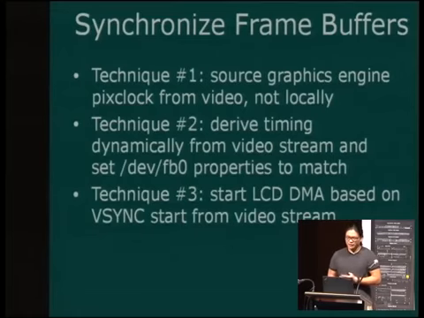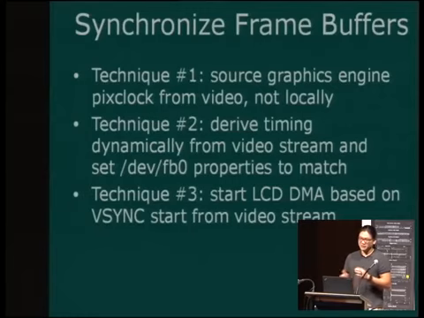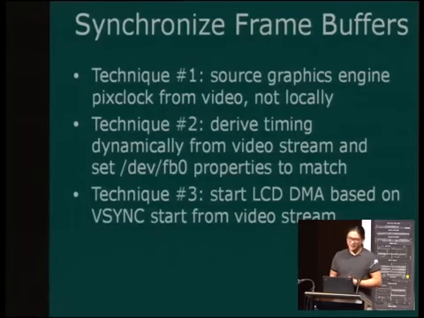Then whenever we have a VSync, we go ahead and start the LCD DMA based upon when we get a vertical interrupt. Basically, we do a mini gen lock inside in software. Essentially, we look at the historical pattern of VSyncs, and we wait where we think the next vertical frame will start, and we go ahead and start the frame buffer reading out at that point in time.